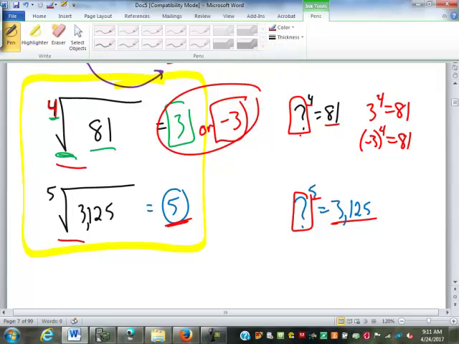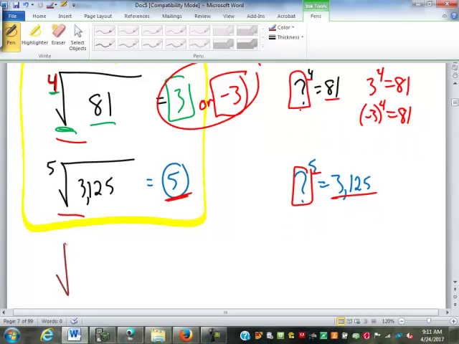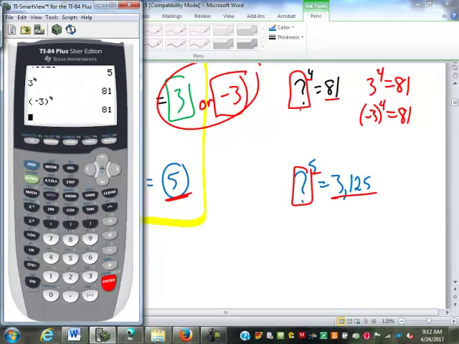Now, the opposite side of that is what if I want to take the fourth root of, oh, let's see here, negative 625. If I punch that in my calculator, fourth root, negative 625, what's this going to tell me?